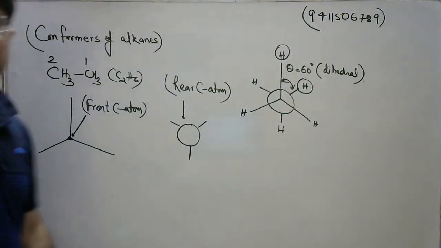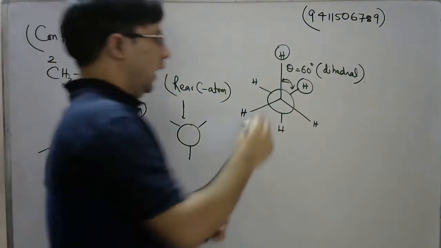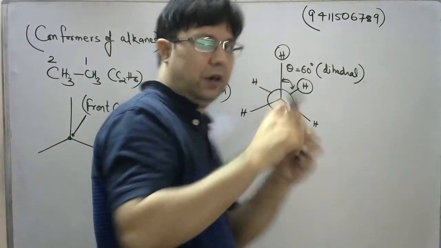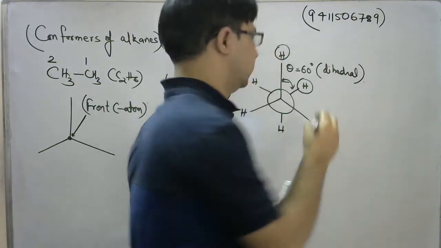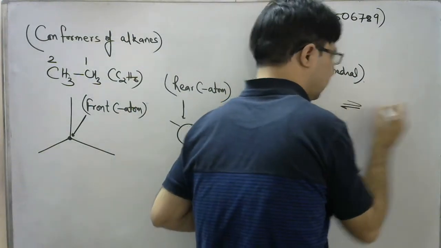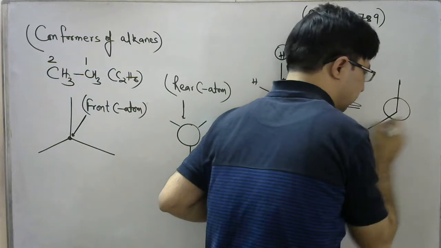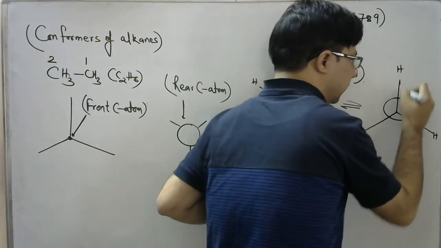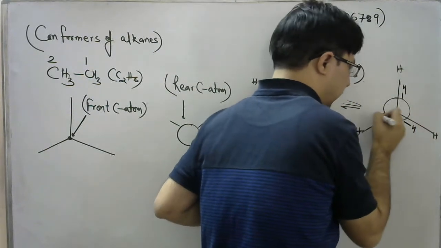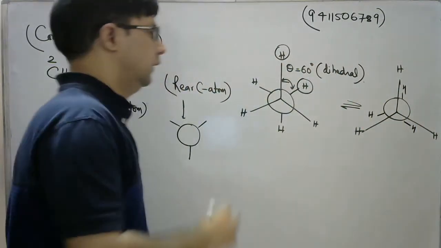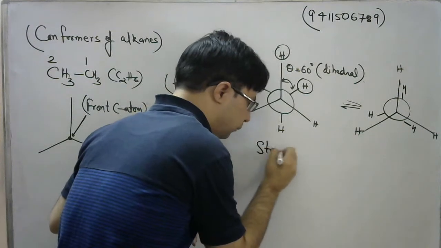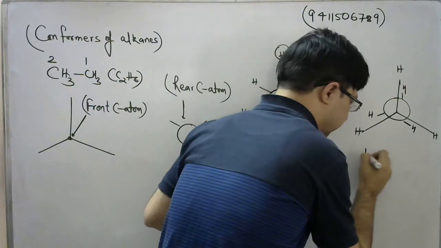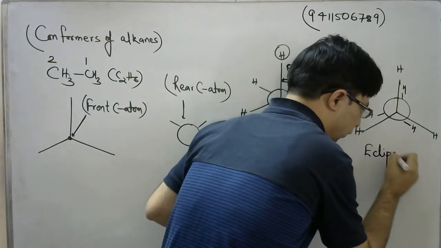What do we call this? We call it the dihedral angle. And if I rotate the front or the rear carbon atom, what happens in this case? There is another form possible for the molecule, and that particular form can be represented in this way. This is said to be the staggered form of the molecule, and this is said to be the eclipsed form of the molecule.